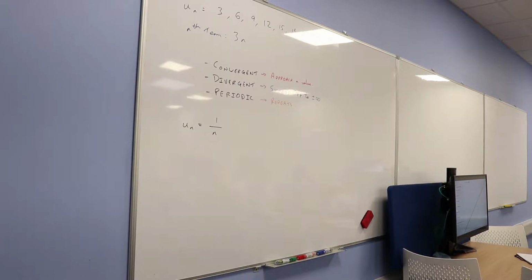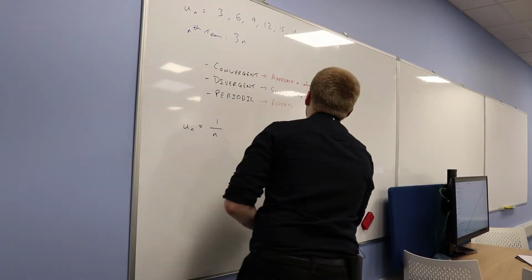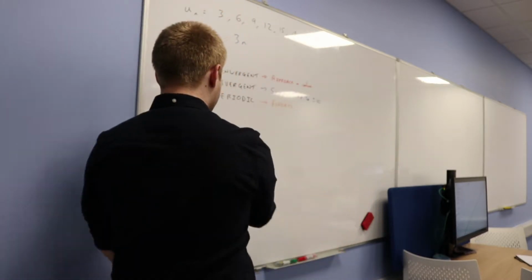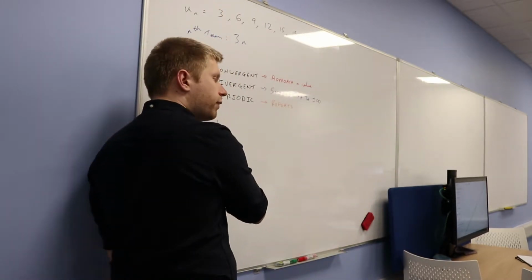Convergent? Because it's the crazy. Okay, so let's check it out. But it can be up to minus infinity. So what we need to do is stick in different values of n.